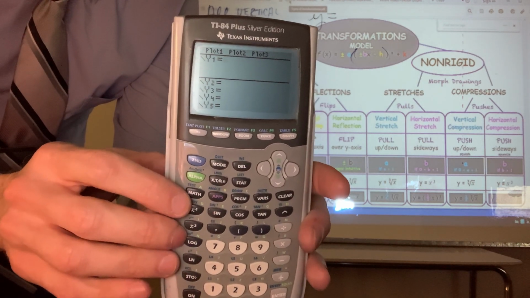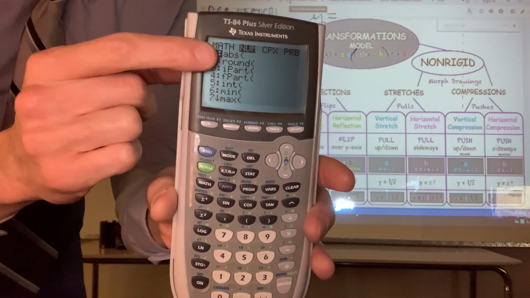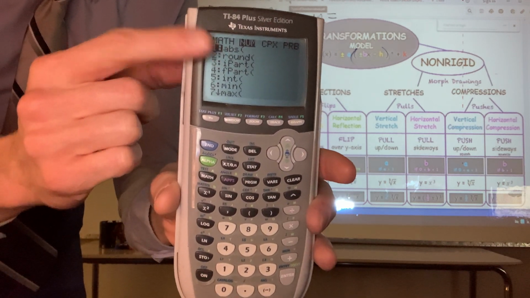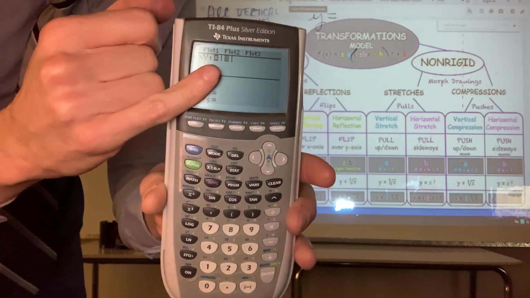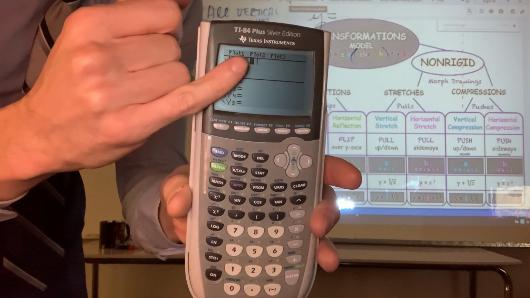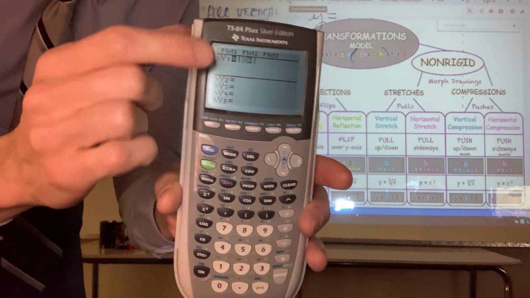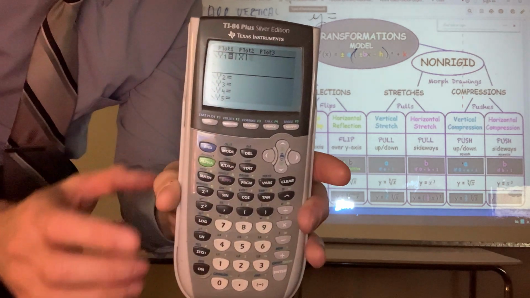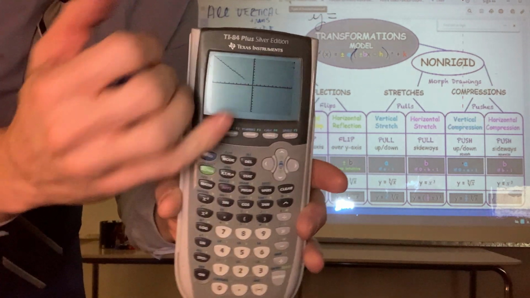The easiest way for me to remember is to hit the math button, scroll over to NUM, and you'll see the first function you have is ABS. This is absolute value. Choose that, and you see that you have the modulus lines. Inside, you can put a variable. This X,T,theta,n button is automatically set to x, so you don't have to go hunting for it. Once you hit graph, this will draw the V shape.